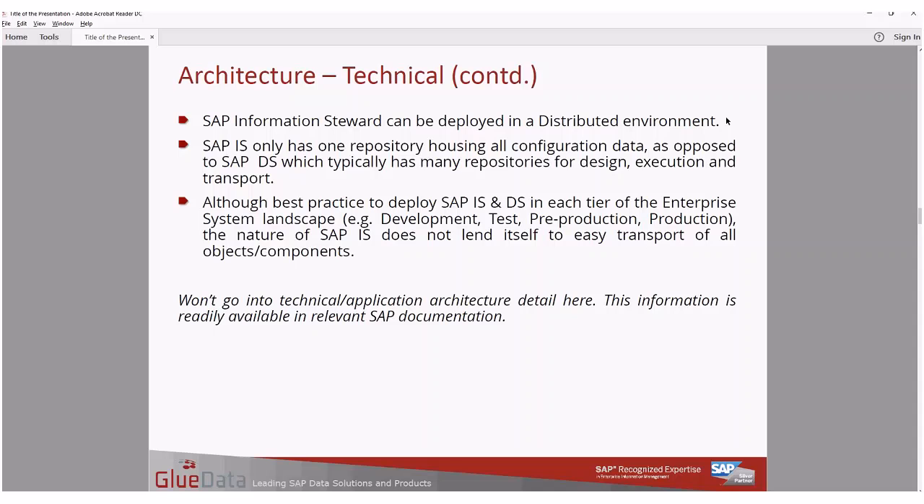So when it comes to deploying it in the landscape, we have different tiers in our enterprise system. So let's say we've got a development, test, pre-production, and production. That's 4-tier. Data services would follow that exact landscape tiering. So you would have an instance of data services in each of those tiers.